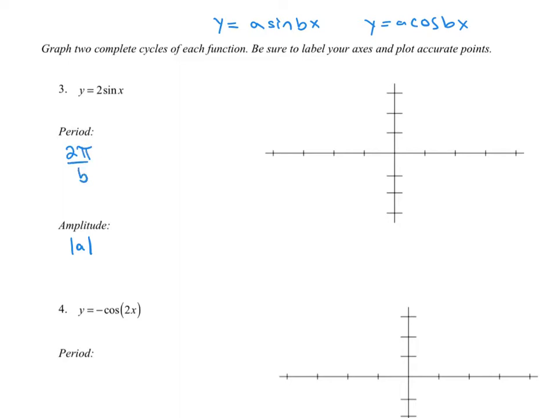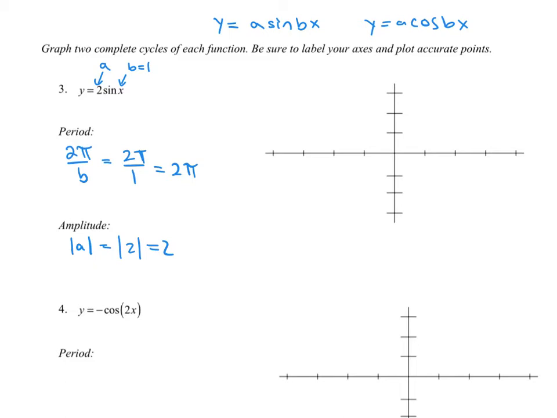So let's start with the period for this function. Since in this case there's no number in front of x, b is just 1. So if we do 2 pi over 1, we just get 2 pi. So that period hasn't changed from our original sine graph. The amplitude of this function is going to be, from that a value, the absolute value of 2, which is 2. So the distance from the midline to the maximum value or to the minimum value is going to be 2 units.